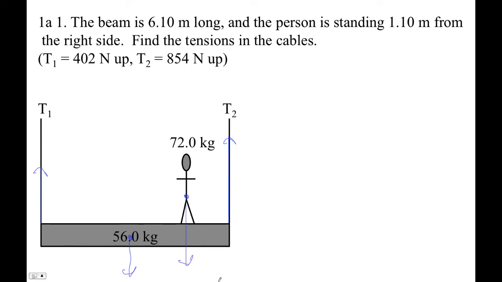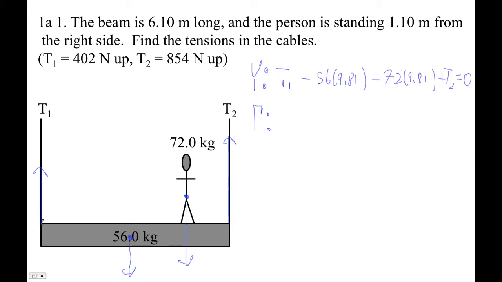If you're looking at this in the y direction, our formula looks like this. We've got T1, which is positive, minus 56 times 9.81, minus 72 times 9.81. These are just up and down forces. Plus T2, and that adds up to 0. But that's two unknowns and one equation, so we can't solve that. So now we have to solve for the torque.